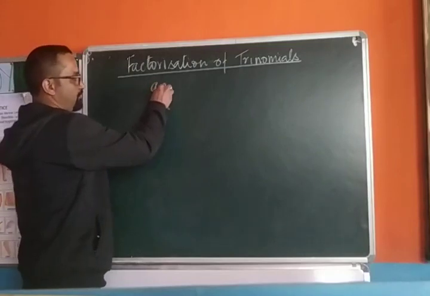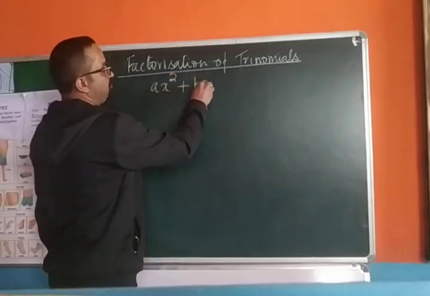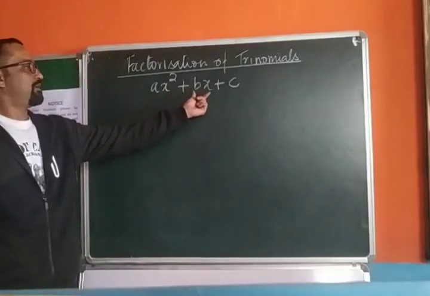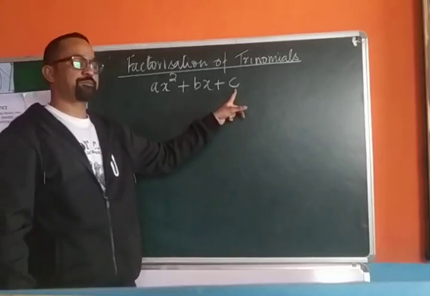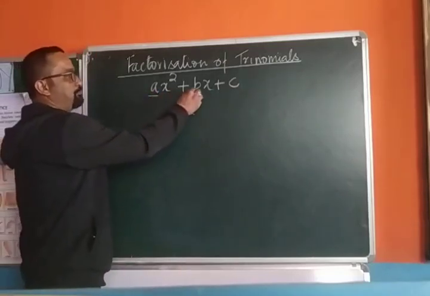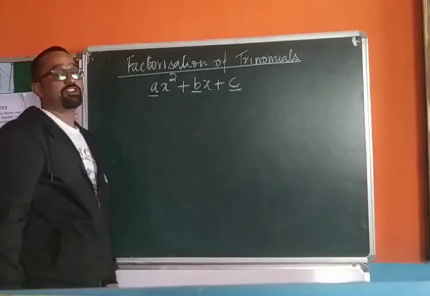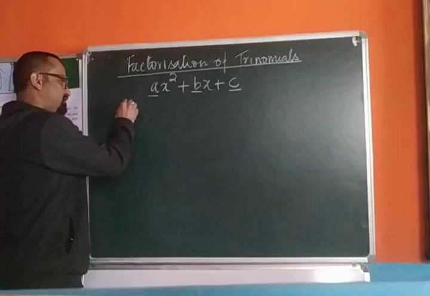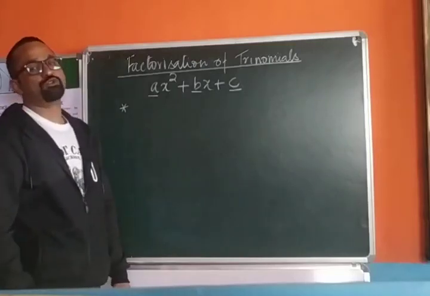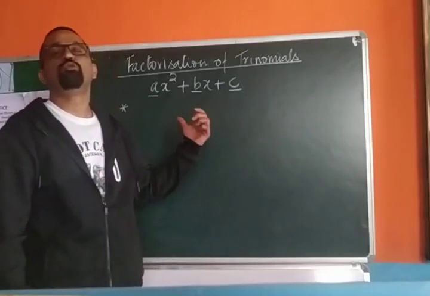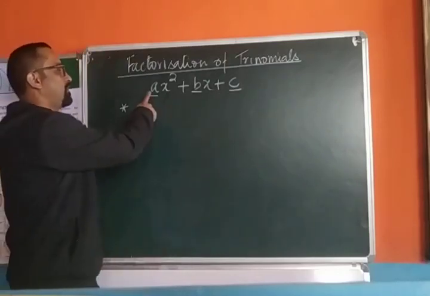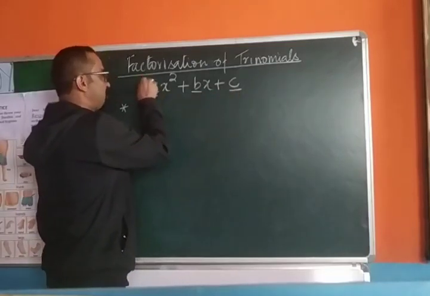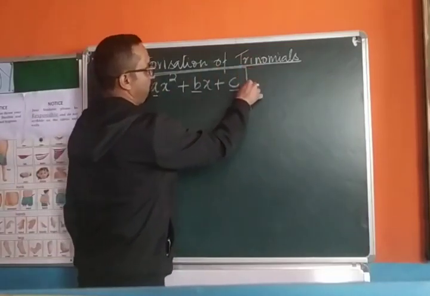The general trinomial is represented by ax squared plus bx plus c. A, b and c are real numbers. There is a technique to factorize trinomials. Ax squared plus bx plus c is the standard trinomial.